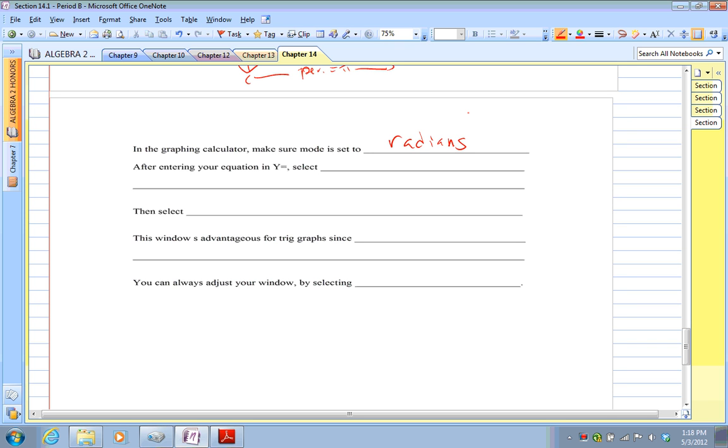So you go to y equals, type in the trig function on a graph. Before you hit graph, select zoom, so that you choose an appropriate window. So what window do you think we should choose, considering what we're trying to graph here? Z trig, because obviously we're graphing a trig function. Why not use Z trig? So select Z trig.